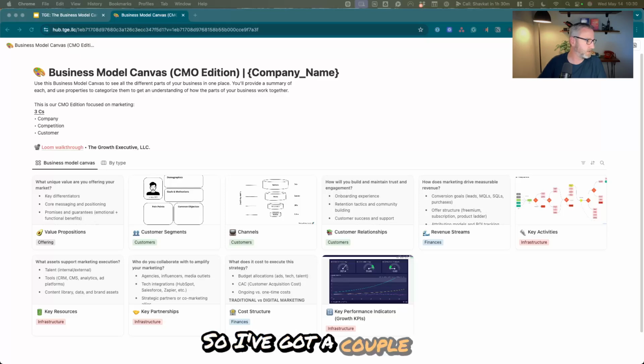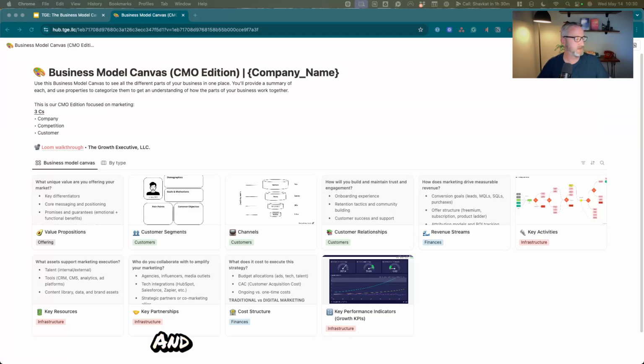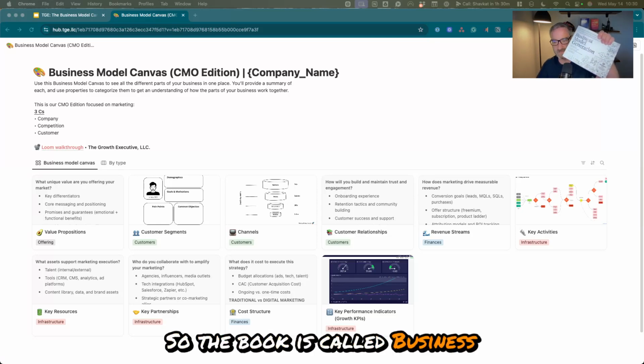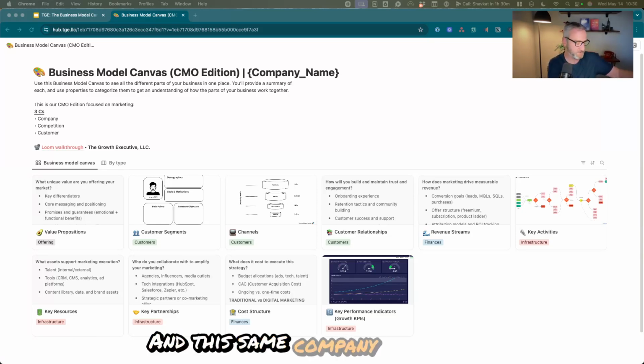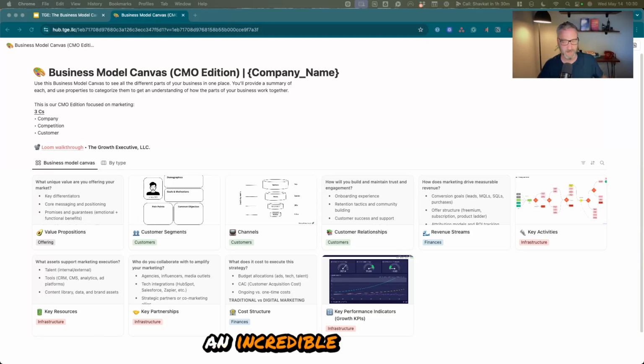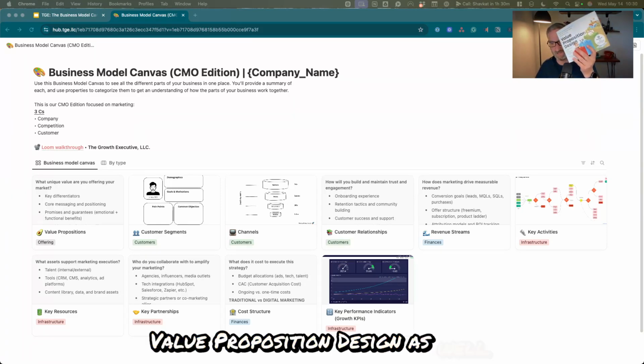So I've got a couple of questions. The first one was around the Business Model Canvas specifically. I think somebody was asking about that. And I flashed the book. That wasn't really very fair, was it? So the book is called Business Model Generation. And this same company is actually an incredible resource. They have what's called Value Proposition Design as well. They've got a couple of these books.